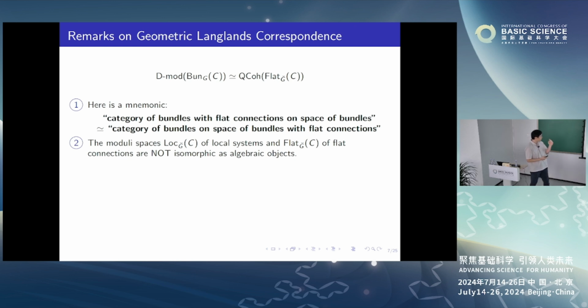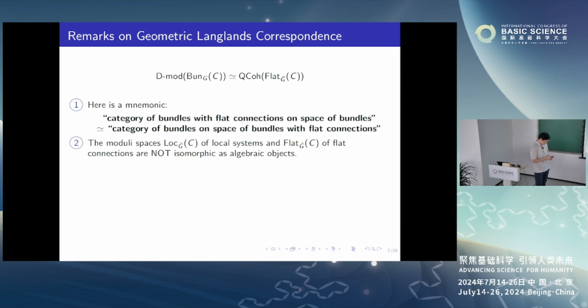And this is the point that I was basically saying. So if you are not careful about these sorts of things before, you may not know this, but space of local system and space of flat connections are not isomorphic, at least in terms of algebraic symmetry, which is sort of the realm of geometry Lagrange.